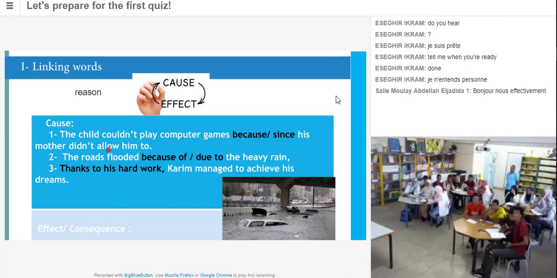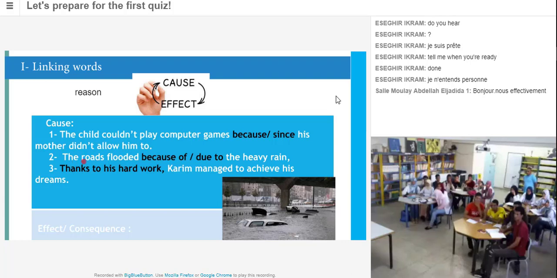To allow means to, yes? To allow a person to do something means to give him or her permission to do something. That's fine. I hear some people answering, but it looks like we are not having the same timing. I'm sorry for not hearing you. Okay. So the child couldn't play computer games because or since. So because and since are linking words of cause. They are used to connect two different sentences, a sentence which shows the effect with a sentence which shows the cause. We have another linking word for cause, which is because of or due to.